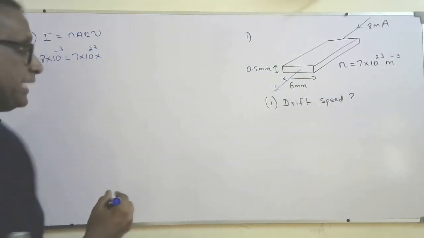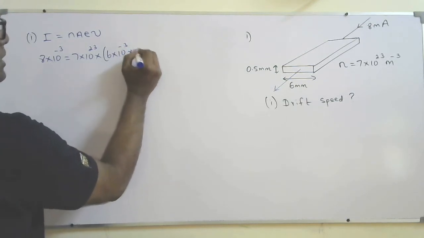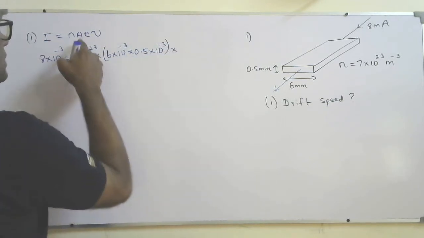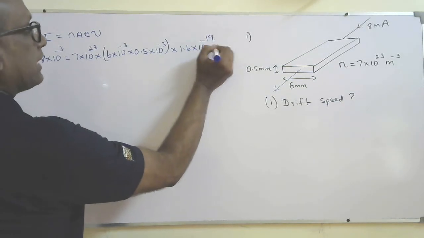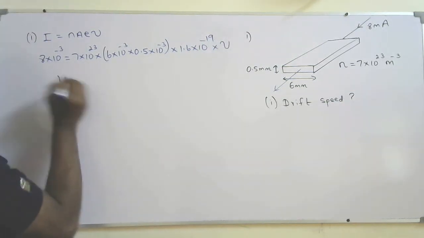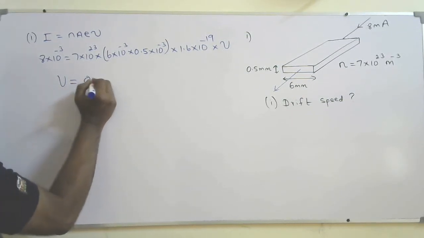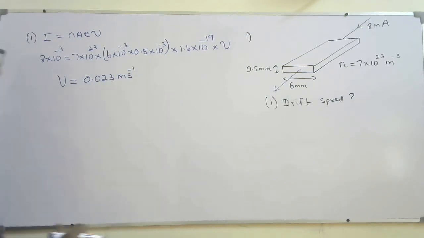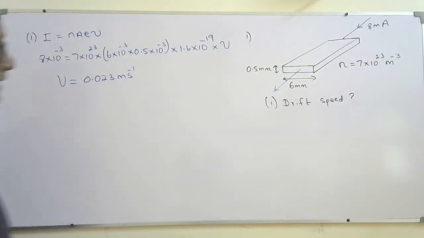So we should convert to meters. So that will be 6 into 10 to the power minus 3 into 0.5 into 10 to the power minus 3, times charge of an electron 1.6 into 10 to the power minus 19, into V. Find the V. Lot of numbers are there, but carefully solve it. You will get 0.023 meter per second. So you can see the drift speed is very small, right? So 0.023 meter per second. That's the answer for the first part.